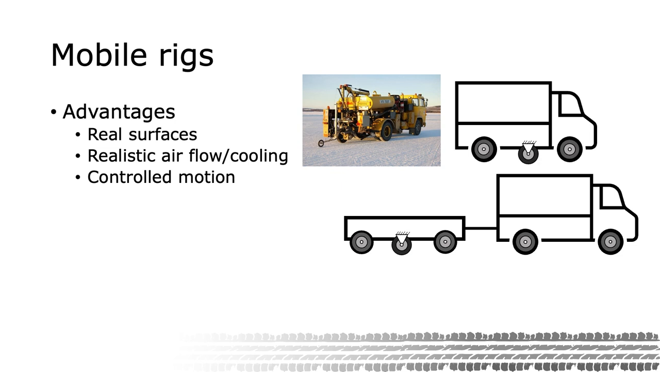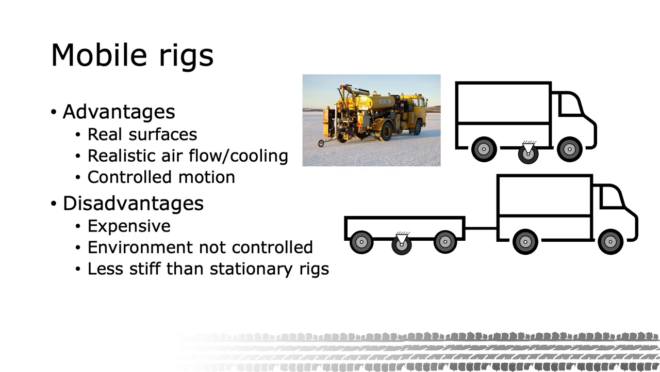The control of motion of the test tire is accurate, but not as good as in a stationary rig. One issue is the variation of load on the test tire, which is connected to the vehicle motion of the test truck or trailer. The big disadvantage of mobile test rigs is that they're dedicated machines and very expensive.